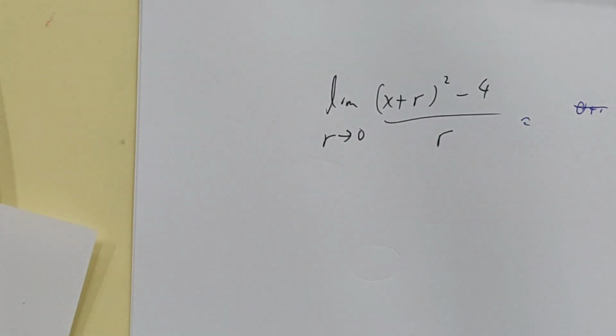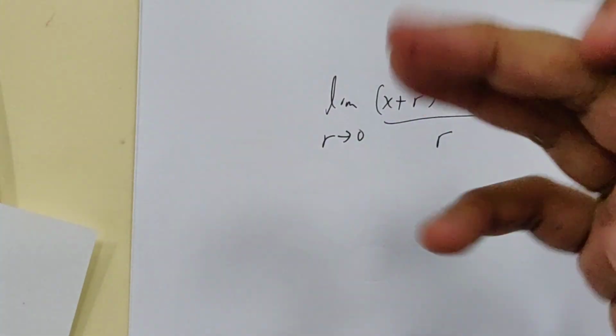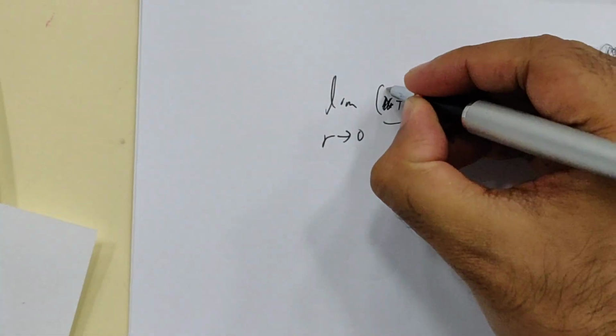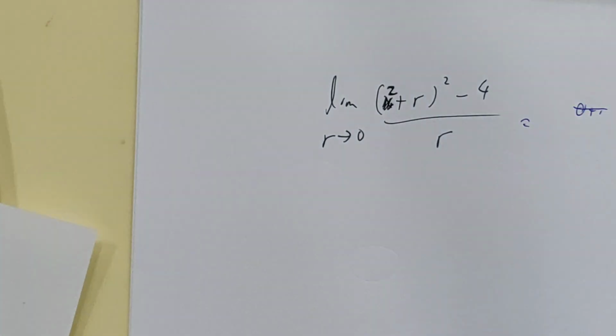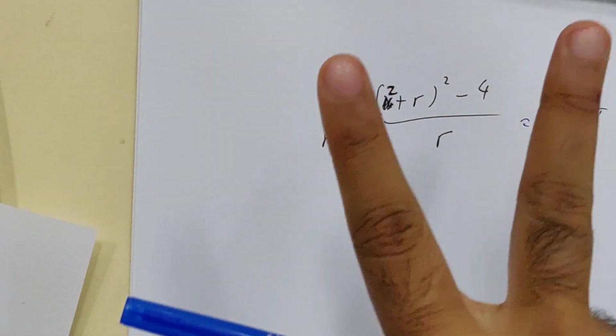Okay, you have to forgive me today. This is not x, that's 2. Yeah, my bad. I'm sorry. This number 2. Okay, 2.